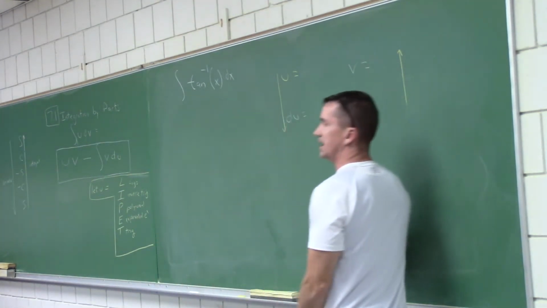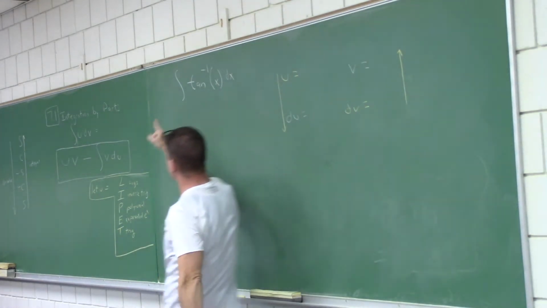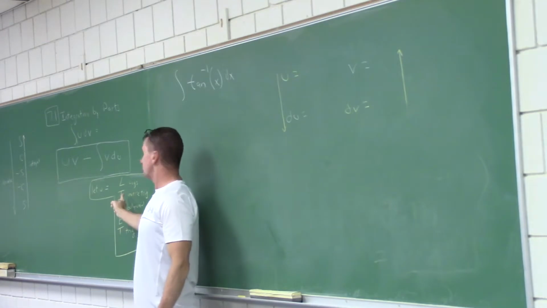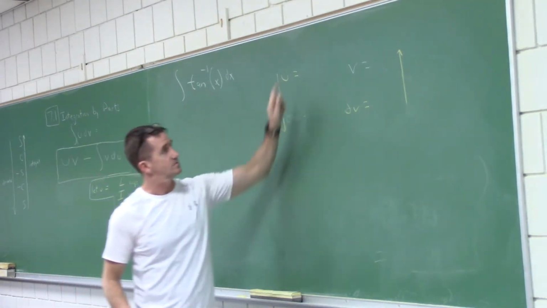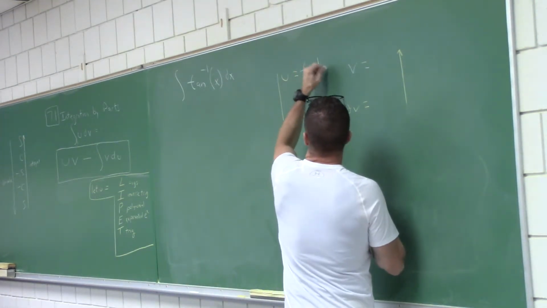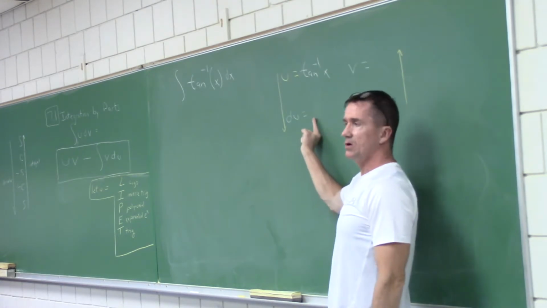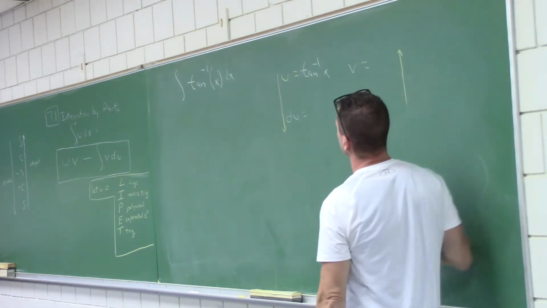According to LIPET, what should I let u equal to? Let's see. Is there any logarithms? Nope. Are there any inverse trig functions? Yes. It's the inverse tan of x. So that's what I'm going to let u equal to. The inverse tangent of x. So there's a challenge line ahead. Do we know how to take the derivative of an inverse trig function? The inverse tan of x. So that's going to be coming up.